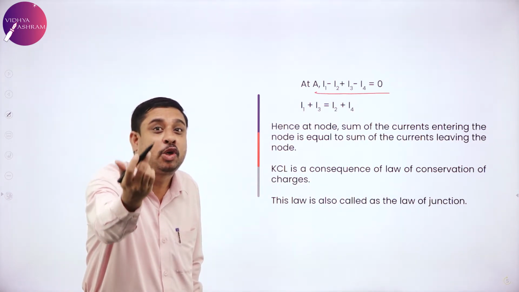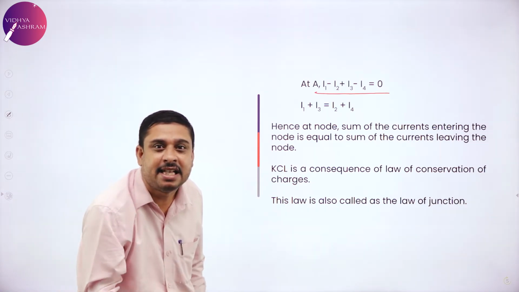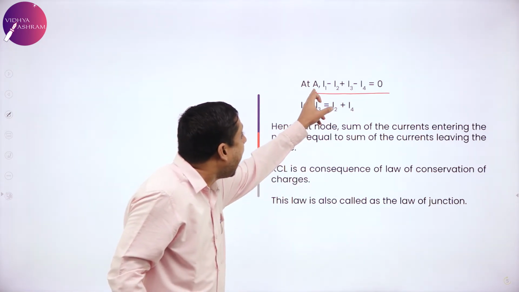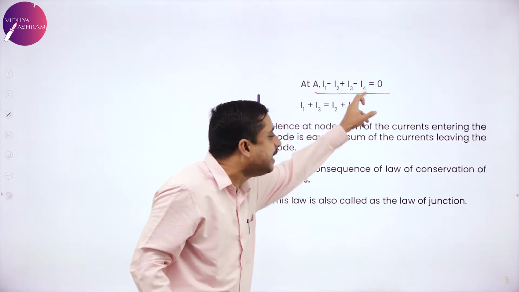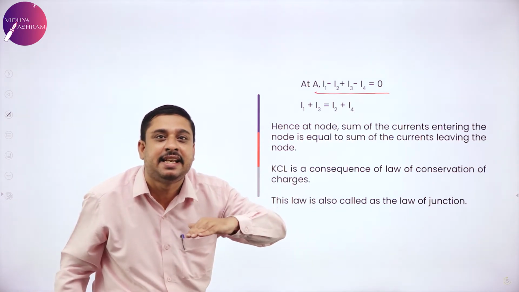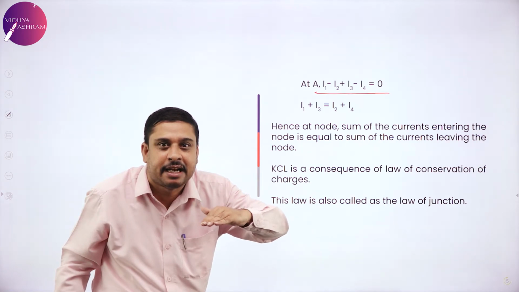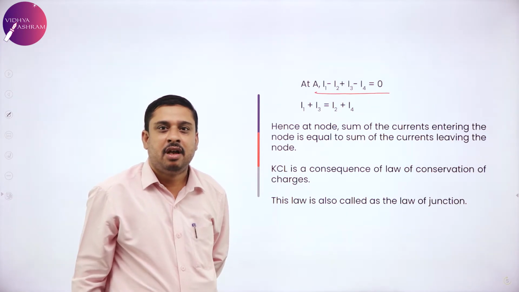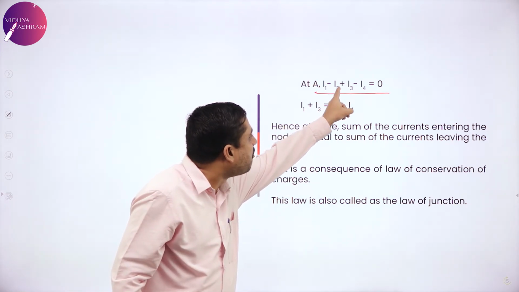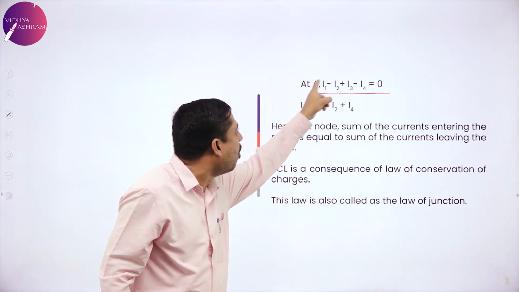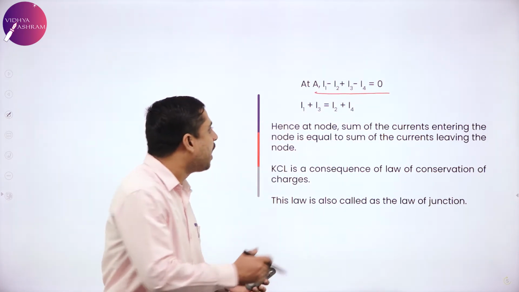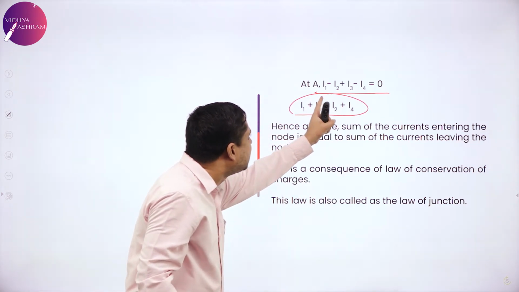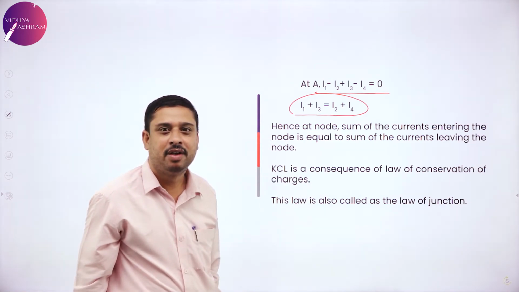Why should it be equal to 0? That is what KCL stated, which told at any node, algebraic sum of currents. Please do consider the positive current as well as the negative current. Algebraic sum of currents at a node is always 0. Or rearranging this, I1 plus I3 equals I2 plus I4.